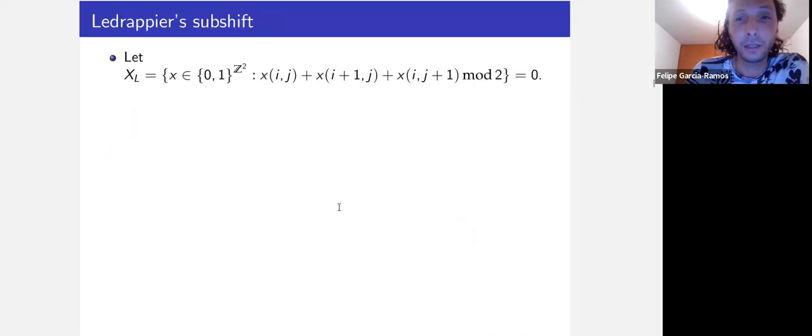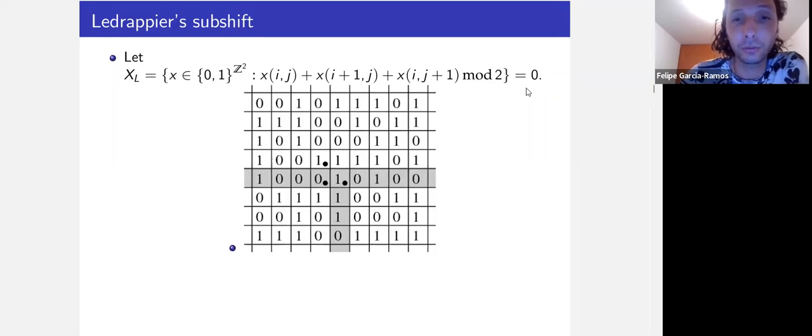Okay, but now let me show you another example that is a bit different. This is Ledrappier's subshift. We take the configurations of 0, 1 in the lattice such that if I take a point and add the two neighbors, the one that is above and the one that is to the right, and I take mod 2, I get 0. So more or less, these configurations look like this.